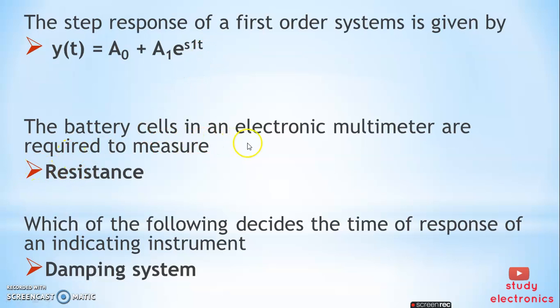Next, the battery cells in an electronic multimeter are required to measure resistance. Next, which of the following decides the time of response of an indicating instrument? Time of response of an indicating instrument is decided by the damping system.